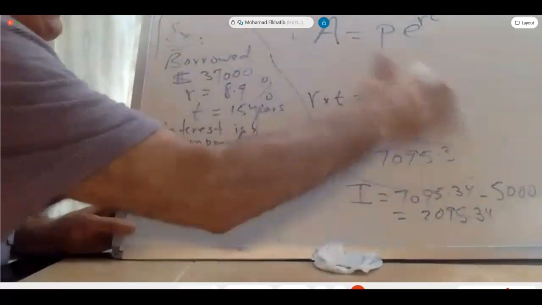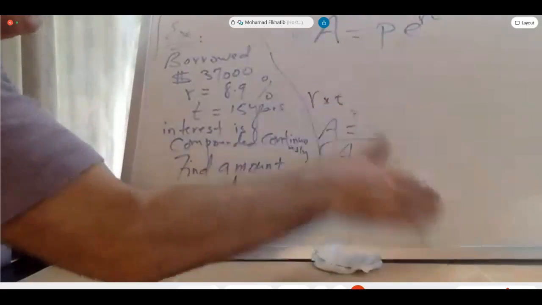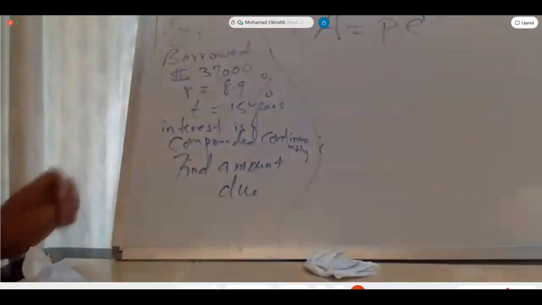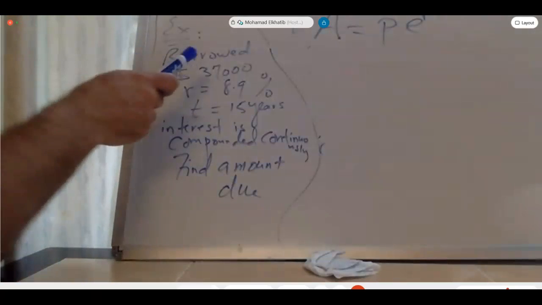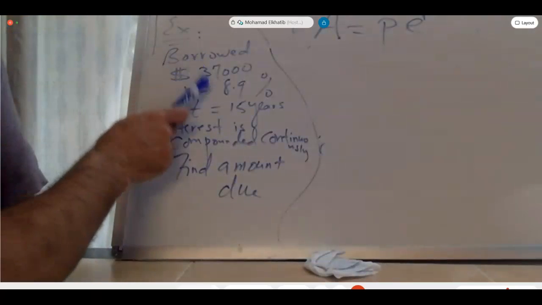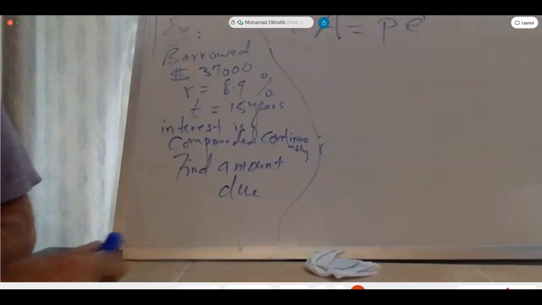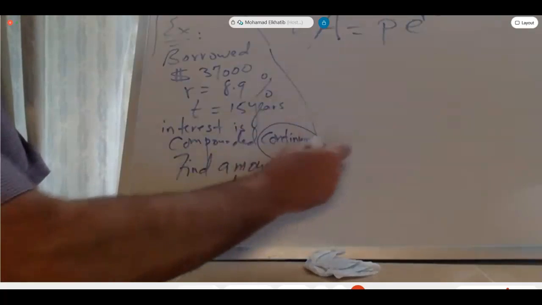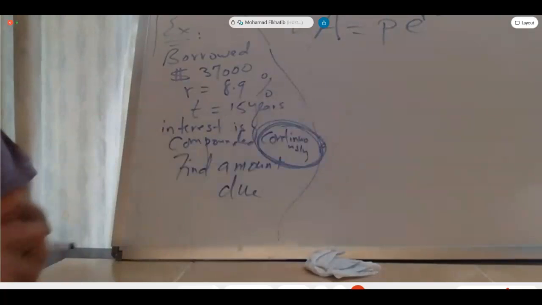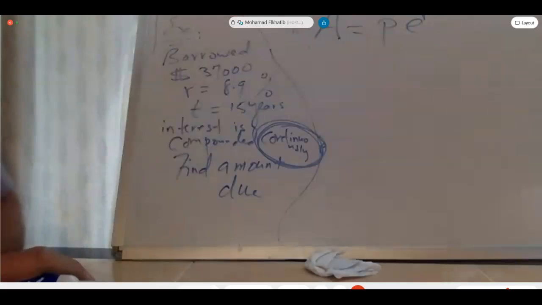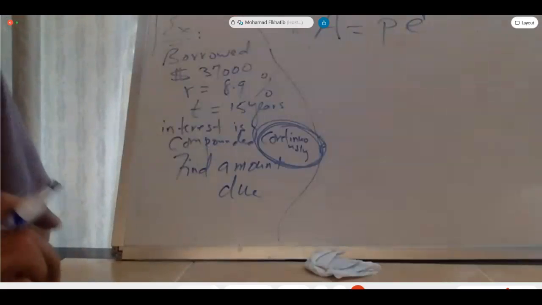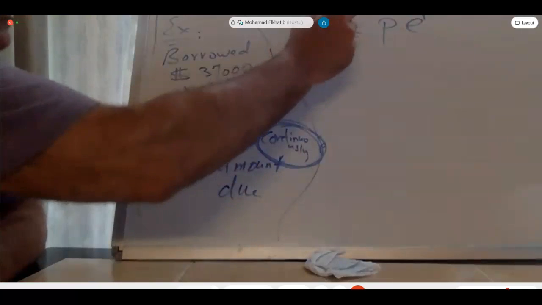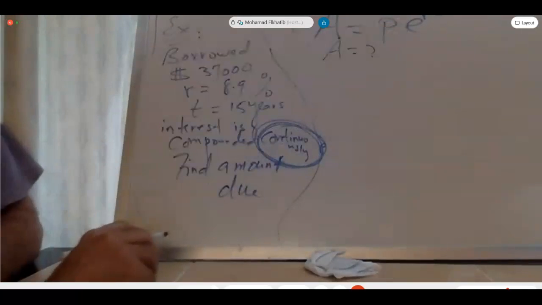So now I'm giving you another example. Okay? So watch me, class, so that way you guys are clear. The question is, I borrowed $37,000, interest rate 8.9% for 15 years. And then I'm telling you that the interest is compounded what? What's the key word? Continuously. That means I use this formula. That's what you got to do on the homework. You got to look at how the interest is compounded. The question is, find the amount due, meaning A is how much.